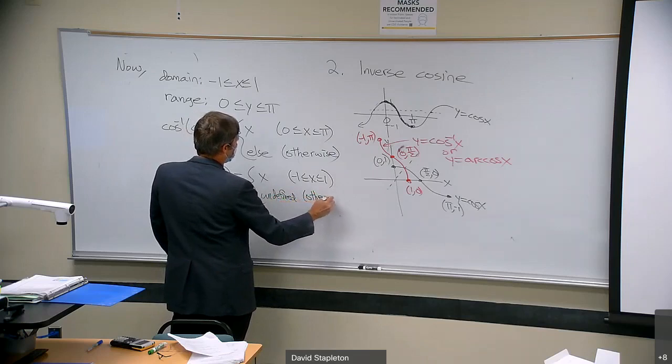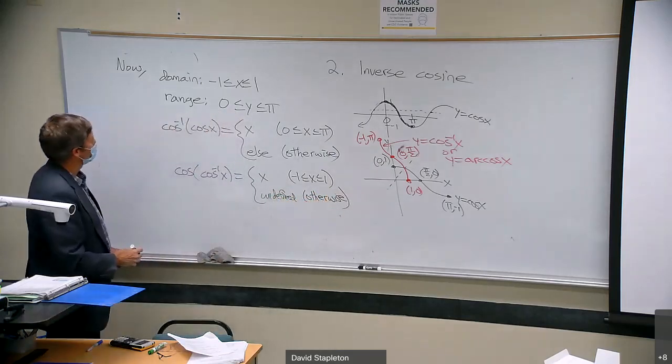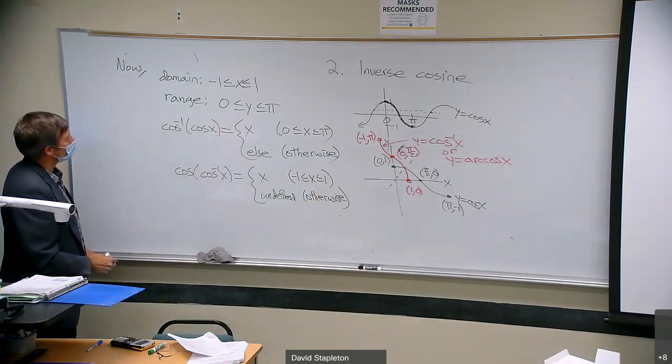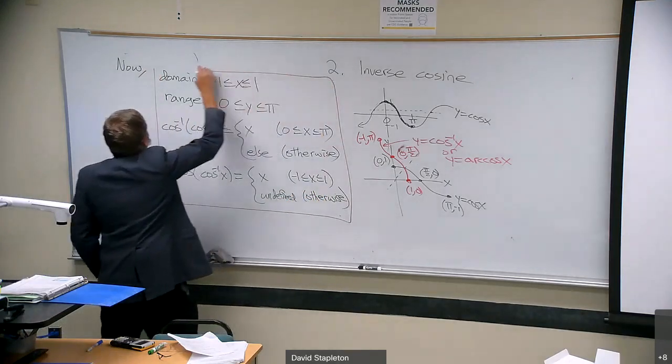If x is less than -1 or greater than 1, you'll get a domain error on your calculator. All right, so there's the properties.